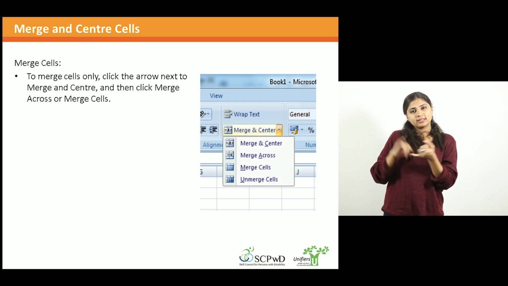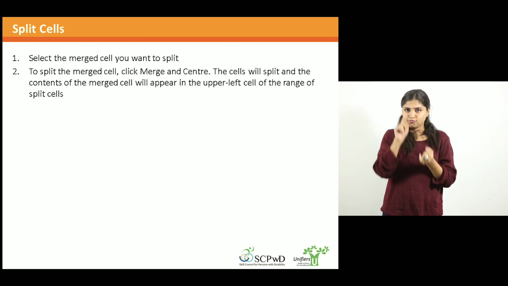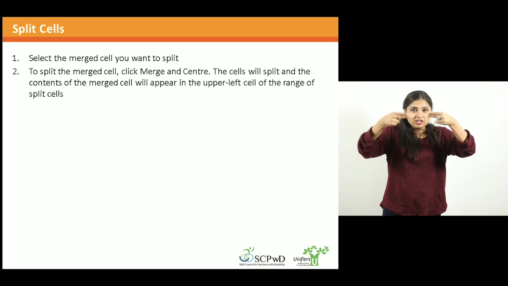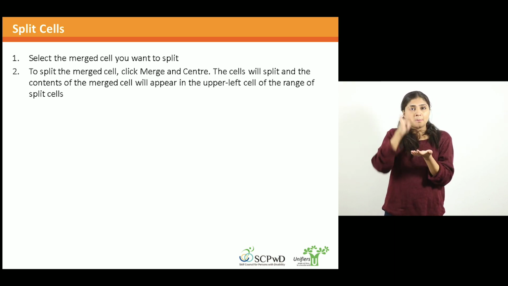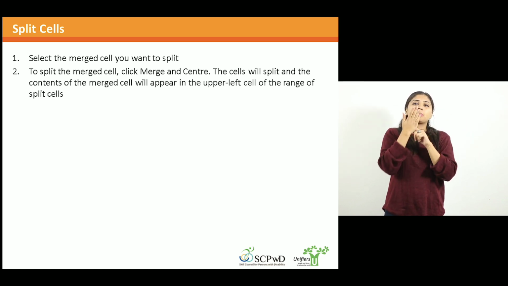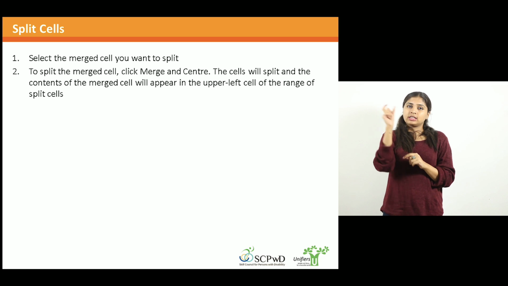Split cells. Number 1. Select the merged cell you want to split. Number 2. To split the merged cell, click Merge and Center. The cell will split and the content of the merged cell will appear in the upper left cell of the range of the split cells.